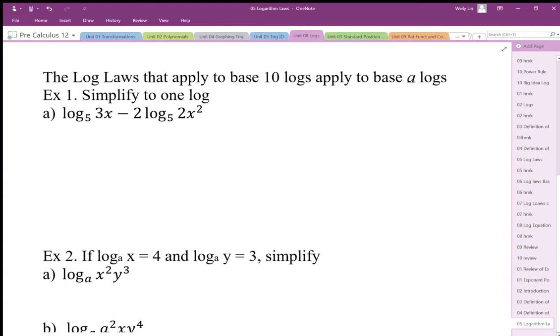So I want to be able to show this as one log, okay, but I can't combine these. It says minus, but I've got this extra times 2 here. If this was just log and log, I can combine it by minus or division. But before I can do that, I think I need to get rid of that 2. So I'm going to end up with log base 5 of 3x minus log base 5 of 4x^4.